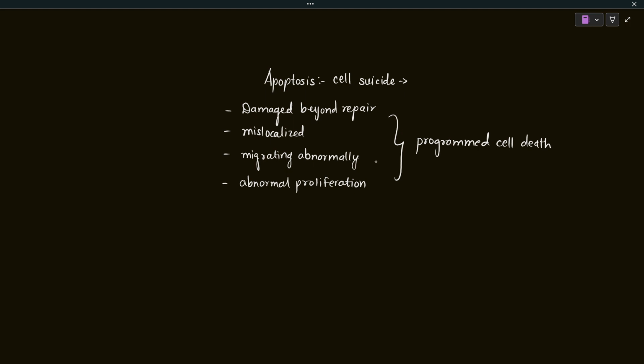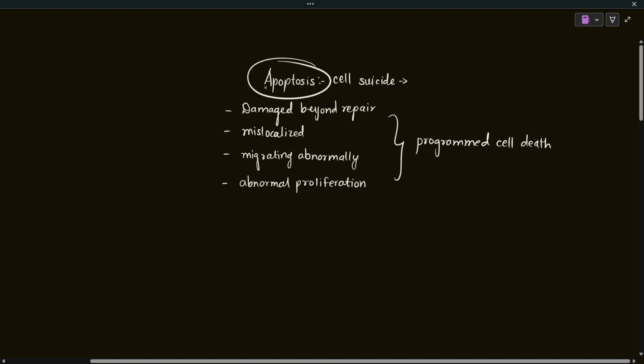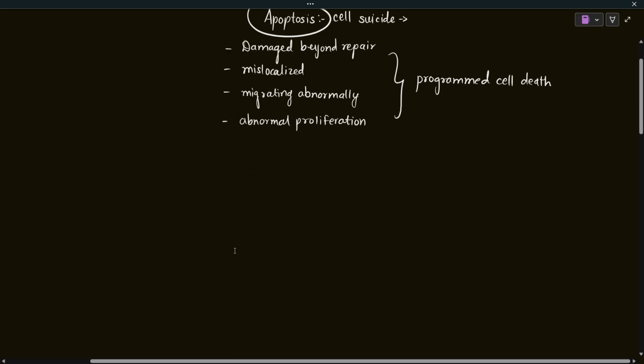So it's not like phagocytosis, where another cell comes and engulfs and kills that cell. Apoptosis is a mechanism which is initiated by the cell itself, and it undergoes death. The cell dies.